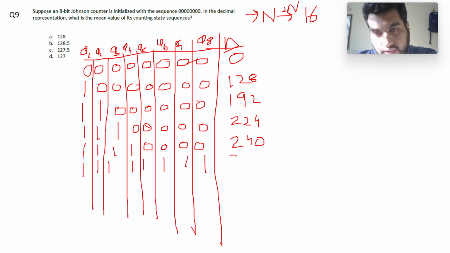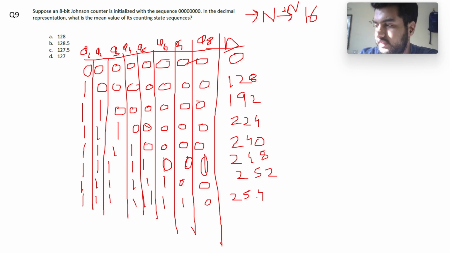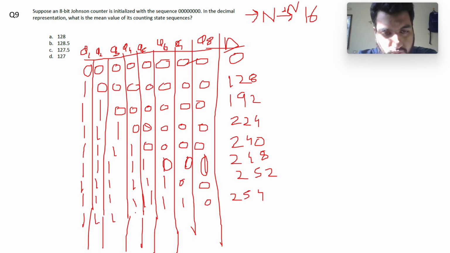Then we have 240 plus 8, that is 248. Then we have 248 plus 4, that is 252. Then we have 1, 1, 1, 1, 1, 1, 1, 0, that is 254. And finally we have 1, 1, 1, 1, 1, 1, 1, 1, that is 255.